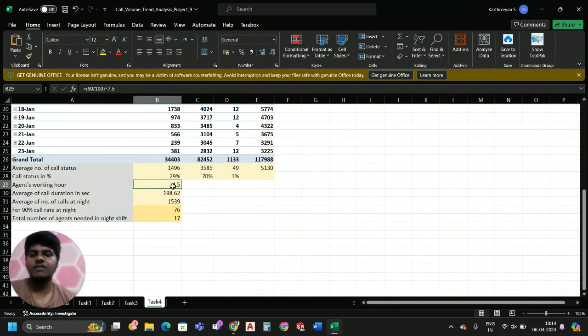So we came to know that the average working hour, from the last task itself, is 60% of 7.5 hours. So I have used this formula, 60 divided by 100 into 7.5, and the average call duration, as usual, we have taken from task 1.